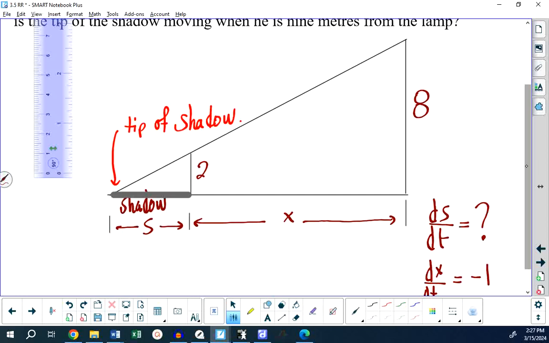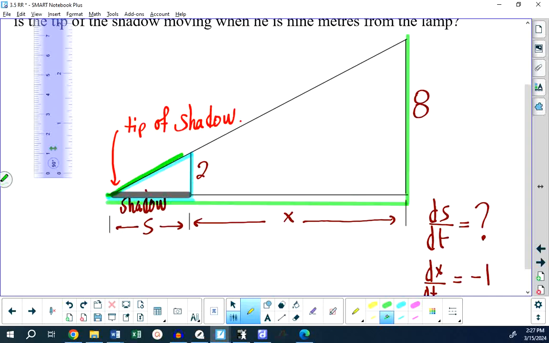2 over s is equal to 8 over x plus s. It's a ratio. You have two triangles here. It's perfect. You have two triangles. This triangle and this triangle. Just offsetting things a bit here so you can see them. And those two triangles are similar.